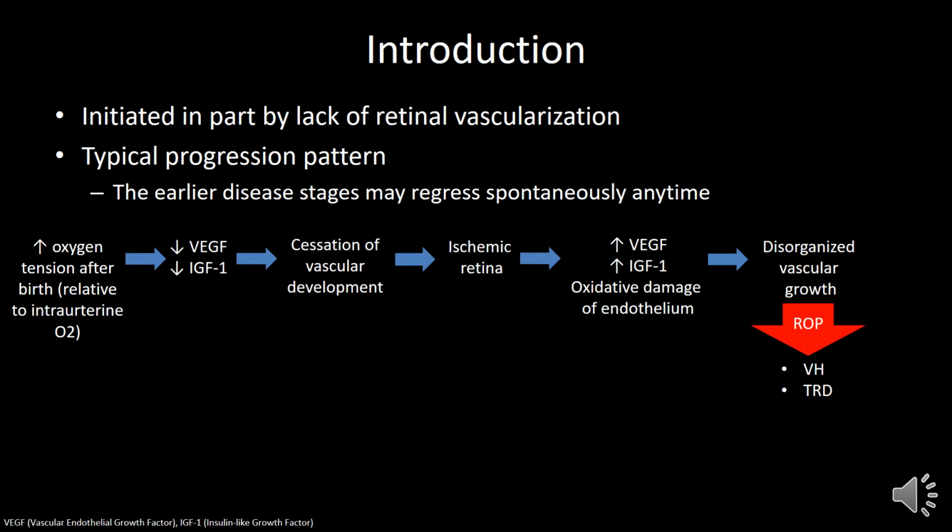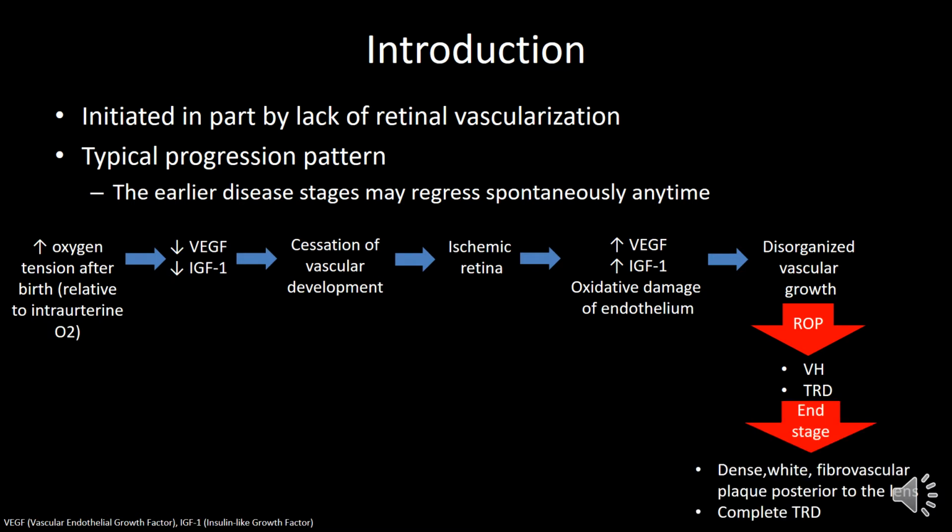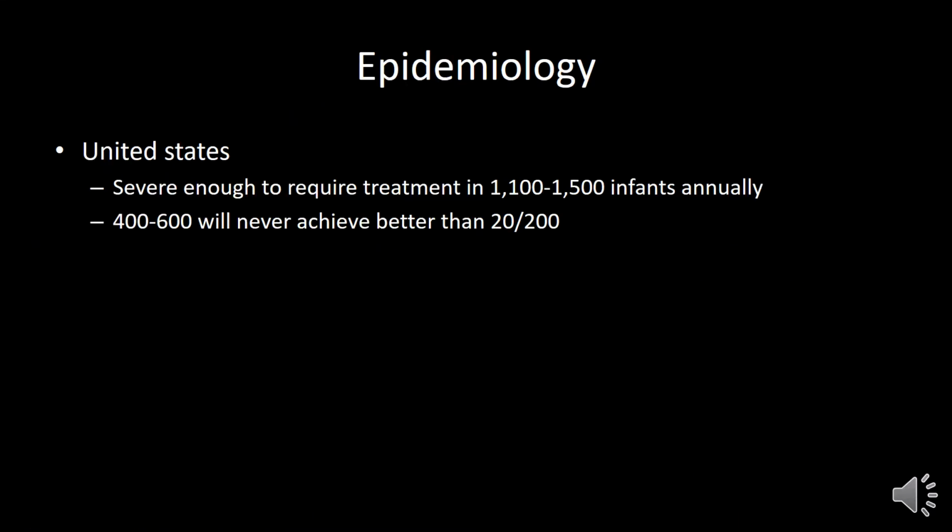As the disease progresses, vitreous hemorrhage and traction retinal detachments may occur. The end stage of untreated ROP is the development of a dense, white fibrovascular plaque behind the lens and a complete retinal detachment. In the United States, ROP that is severe enough to require treatment occurs in approximately 1,100 to 1,500 infants annually, and of these, 400 to 600 will never achieve vision better than 20/200.